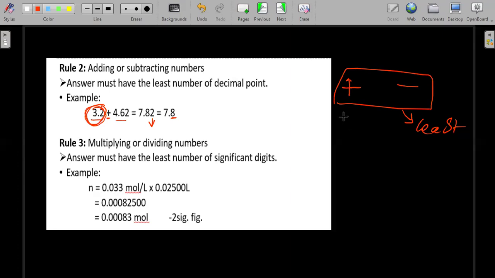So that's what you do when you are adding or subtracting. You follow the one with the least number of decimal places. But what happens when you are multiplying or dividing? When you are multiplying or dividing, we follow the one with the least number of significant figures. So here we are following the least decimal places, and here we are following the least significant figures. For example, here you can see we are multiplying these numbers. How many significant figures are we having?